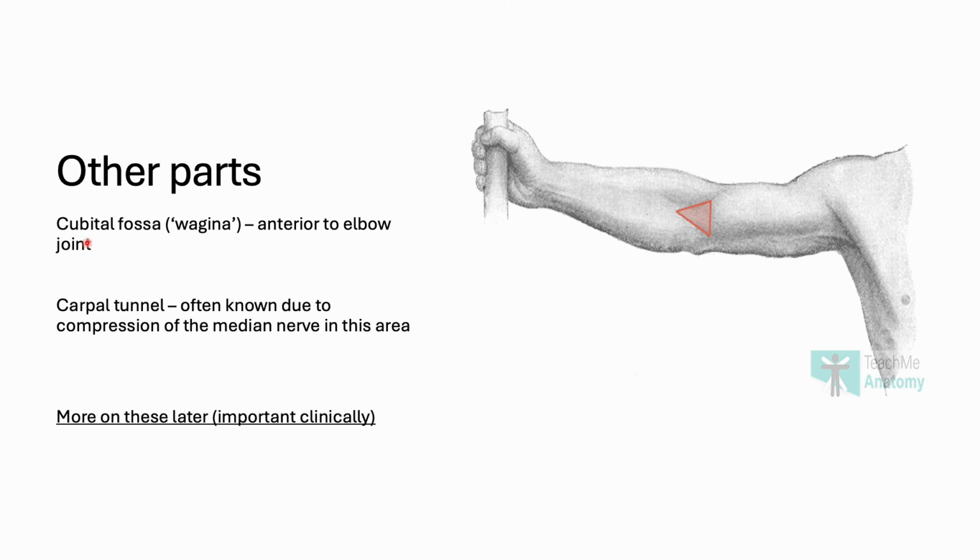Okay. And now just other miscellaneous parts that I will add to in subsequent videos. So we have the cubital fossa, which is anterior to the elbow joint. So here, this triangular shaped structure. And then we also have the carpal tunnel here, which, as mentioned before, has the flexor retinaculum as its roof, and this is important clinically as you get carpal tunnel syndrome, which is compression of the median nerve here. But I'll go through the anatomical boundaries and landmarks of these structures later, as they're quite important.